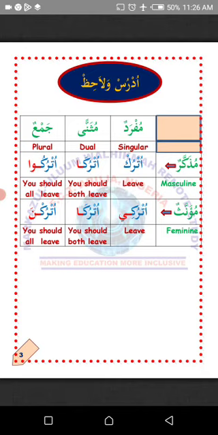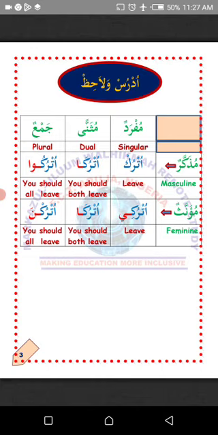So the verb utruk will now become utruku. Utruku, which means you should all leave, talking to a group of male persons. Now we talk about mu'annas, feminine, being the word in Arabic that represents a female person or a female object. Just like the verb utruki can only be used to command a single female person to leave. So if there are two, you use the same form of the verb, utruka. Utruka can be used for two male persons and two female persons.